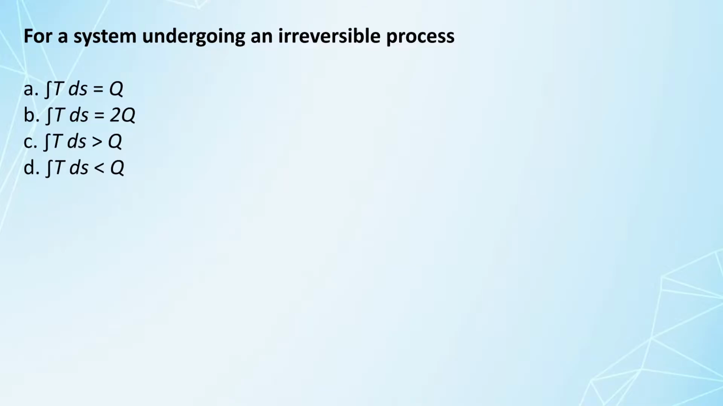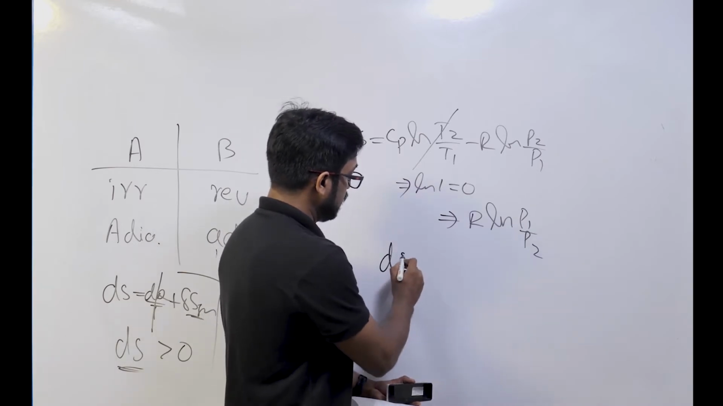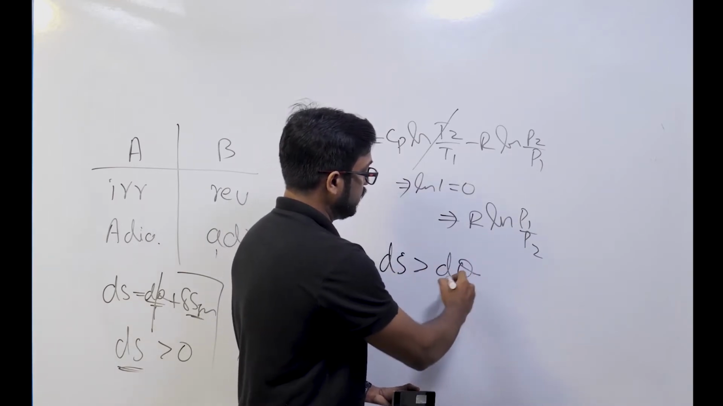For a system undergoing an irreversible process, we know that for an irreversible process, dS is greater than dQ by T, right?